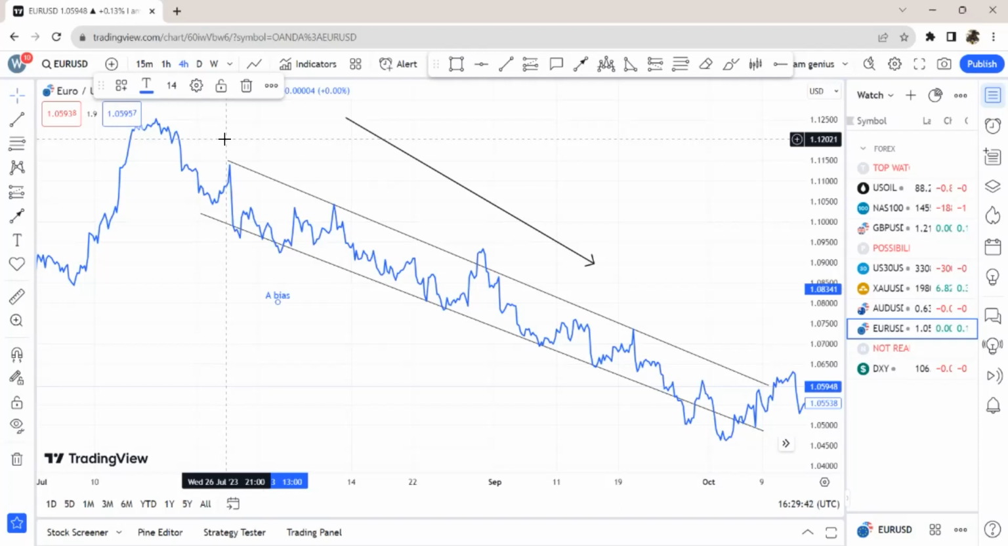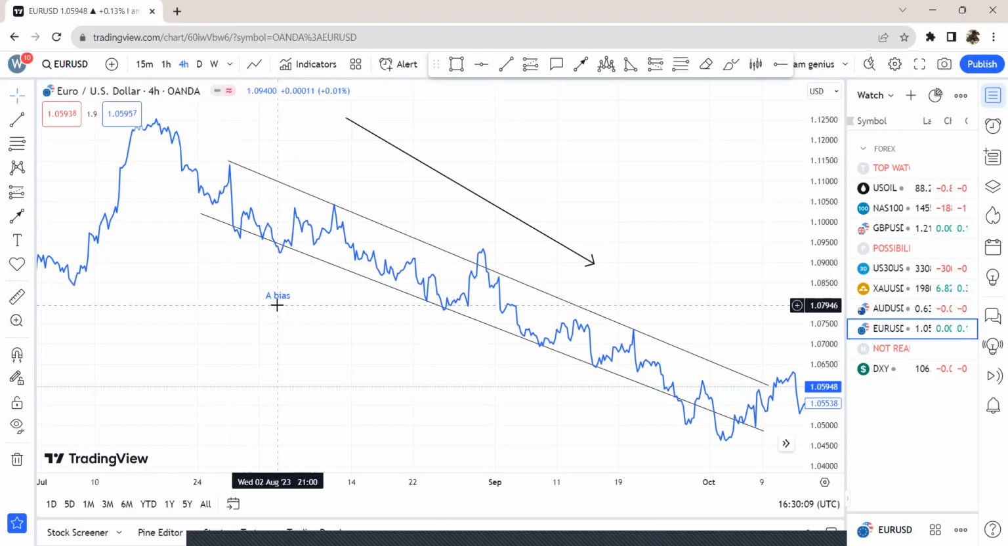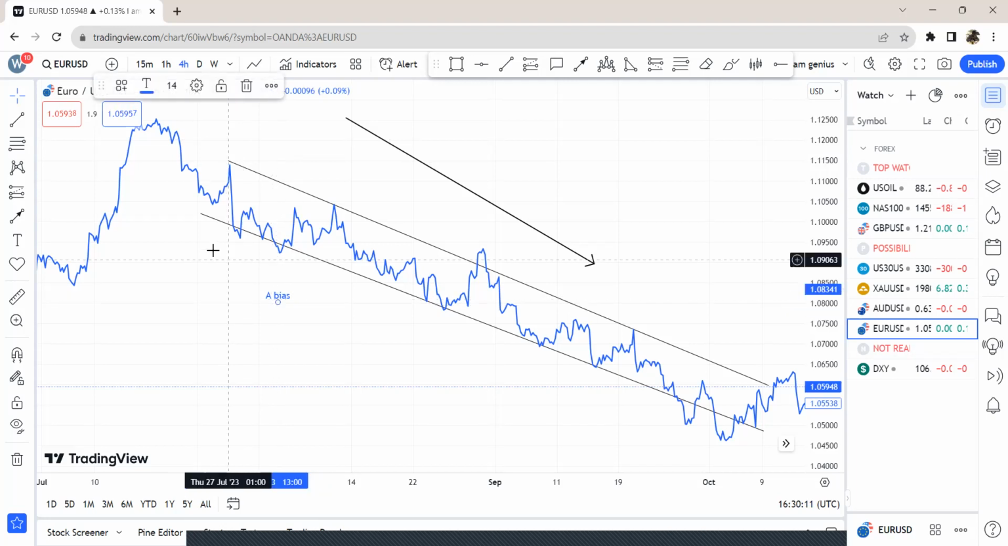So a bias means you've decided that the market is going down because after doing your analysis, you've seen a downtrend. Hence, you believe that the market is going to go down. Now, since you believe that the market is going to go down, what do you expect it to be doing when you're trading? You only look for trades or setups that align with your bias. So you wait for setups that align with your bias.